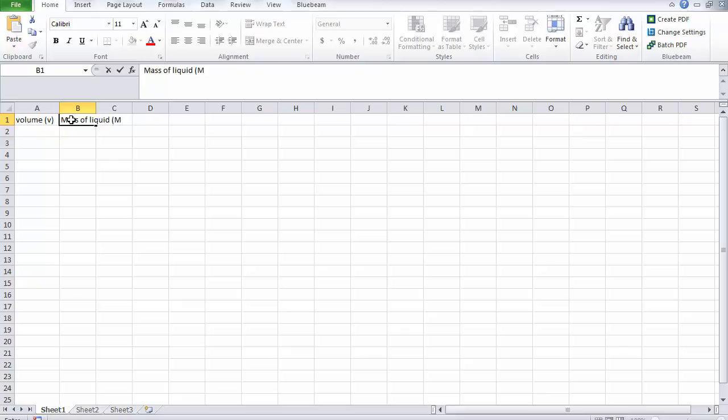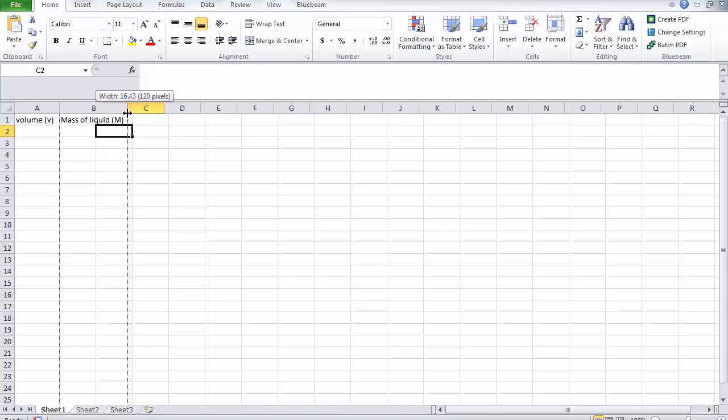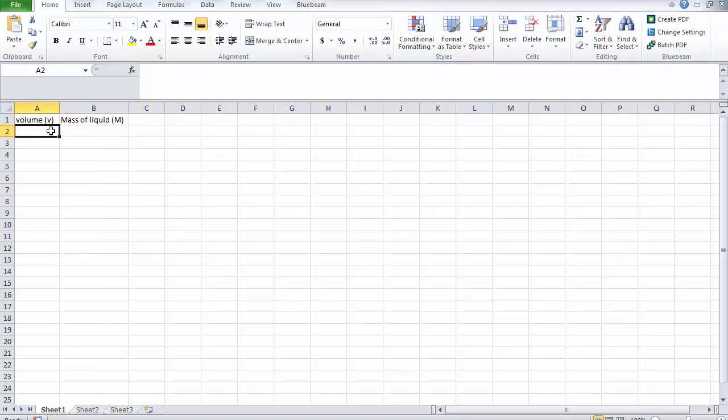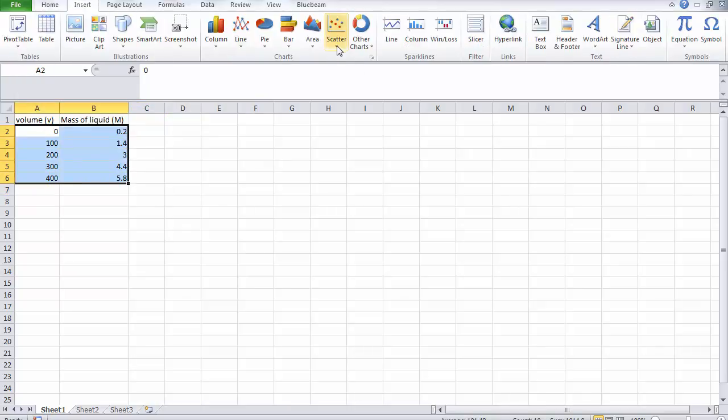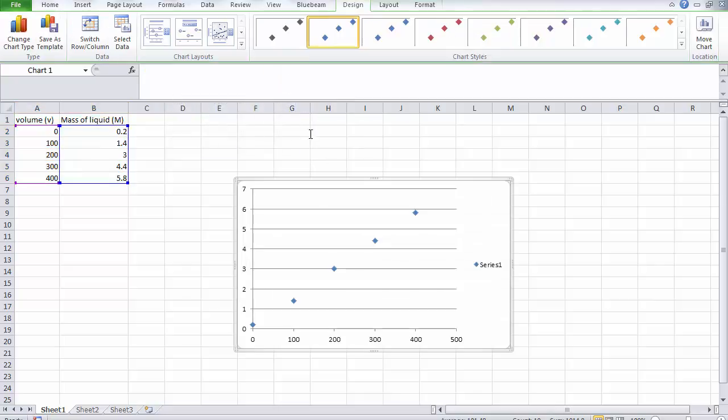and the unit for that was kilograms. The letter for that was M. So the volumes were 0, 100. So just type this in, 200, 300, 400, and the measured mass of each of these was 0.2, 1.4, 3.0, 4.4, and 5.8. Okay, and so the way you plot this now, please follow here, is you highlight just the data, not the labels. And you go insert, scatter here. Okay, and you get this nice graph.